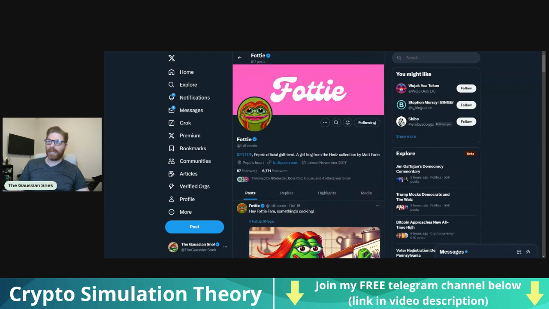Obviously, we care about that here at Crypto Simulation Theory. There's so many meme coins out there. If one's going to catch my attention, it better have some good fundamentals. Now, I will do a chart analysis in a little bit, but I wanted to first show you the DEX Tools information page. So the market cap right now is only $746,000.